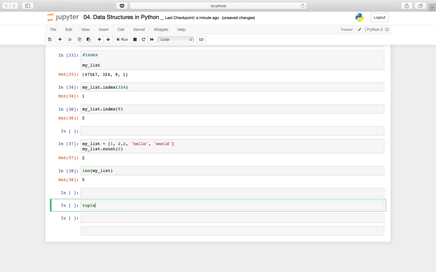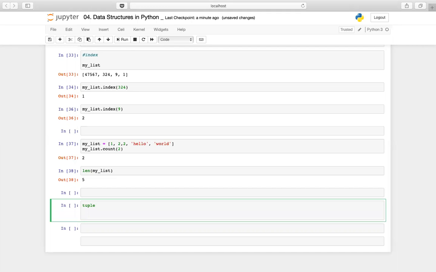tuple. Okay. So what basically is a tuple? A tuple is very similar to a list. So whatever operations we looked at for lists are similar in tuples as well, but there's actually one major difference. Okay. So what is the major difference? Tuples are immutable.